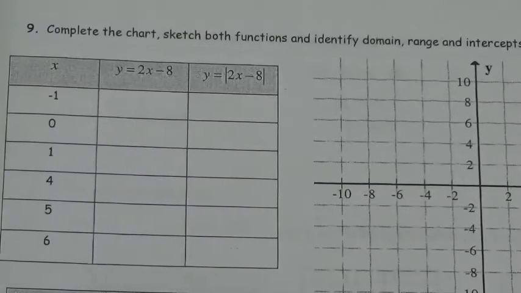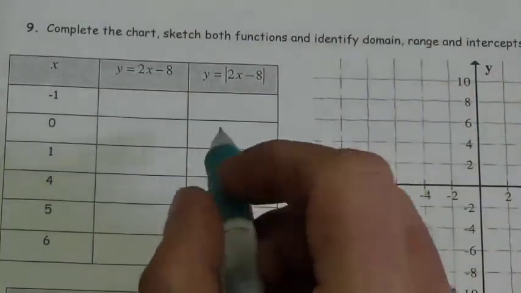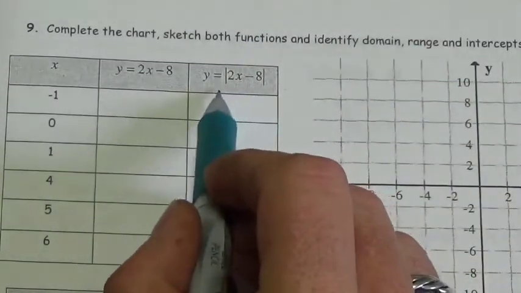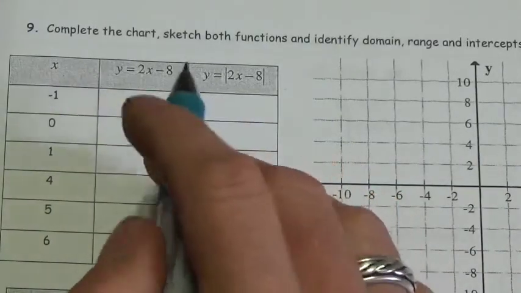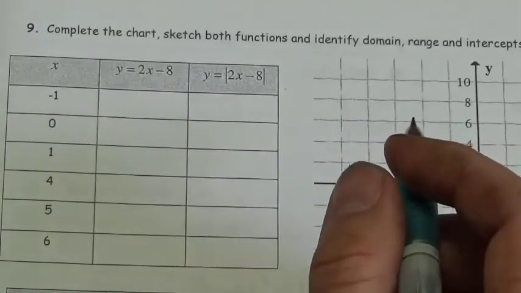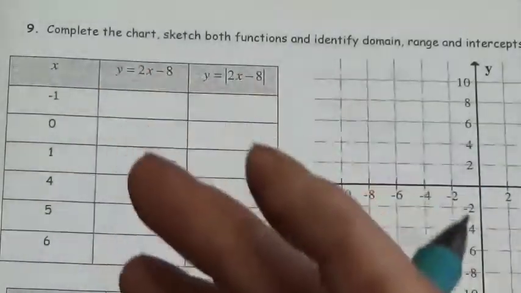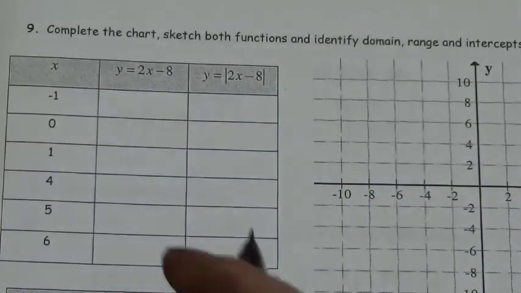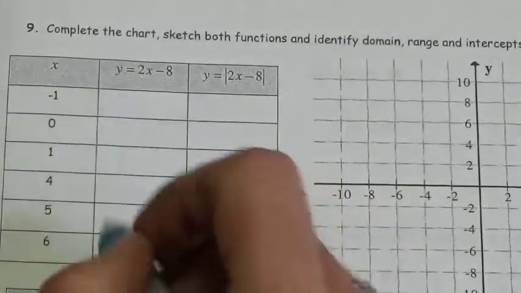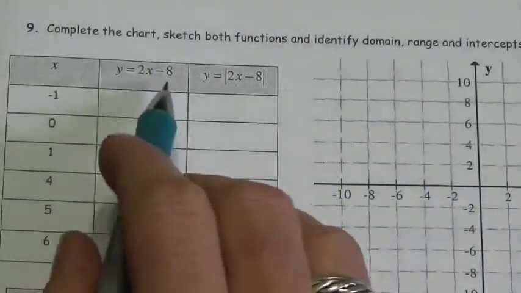Let's take a look at the graph of, ultimately, the absolute value of 2x minus 8. But we're going to work our way there, and then we're going to start talking about how you can rewrite this in terms of a piecewise function. But to start off, let's just fill this in. So 2x minus 8, what does that look like?